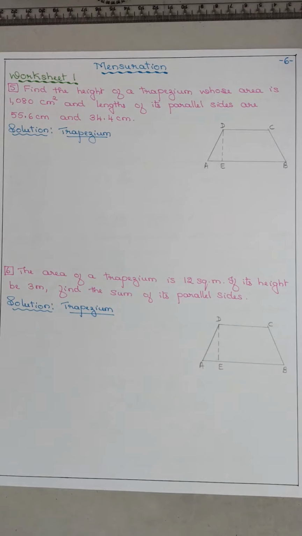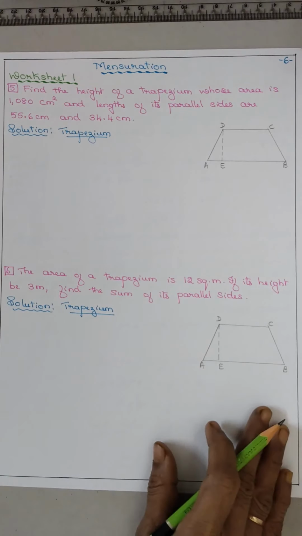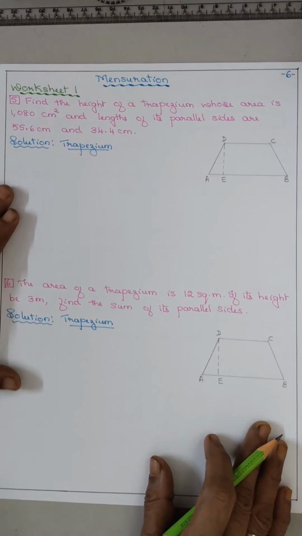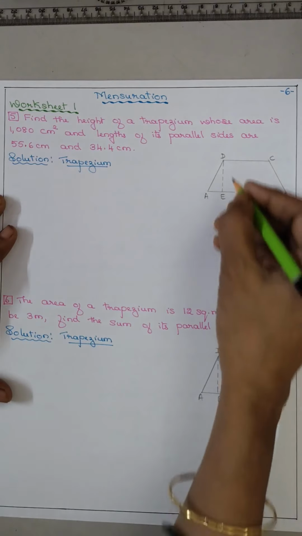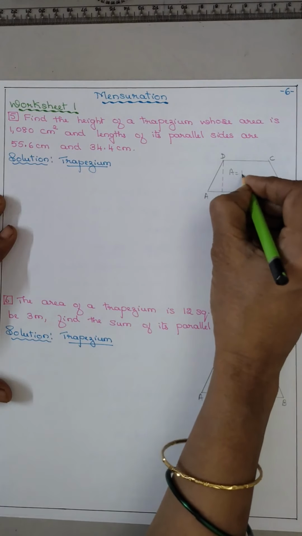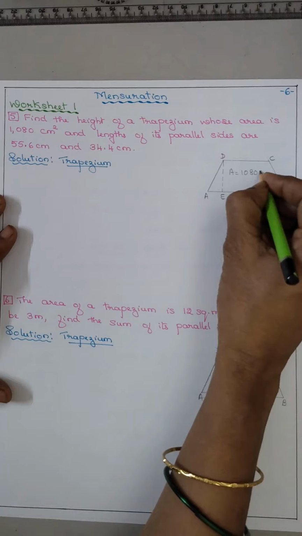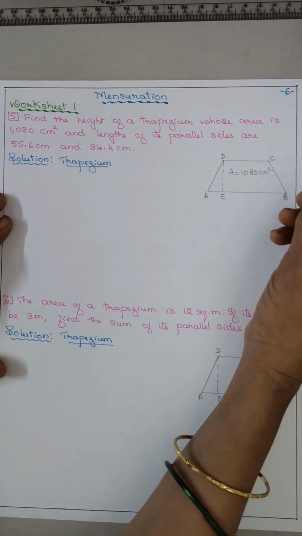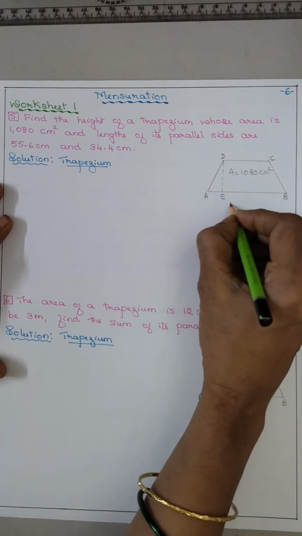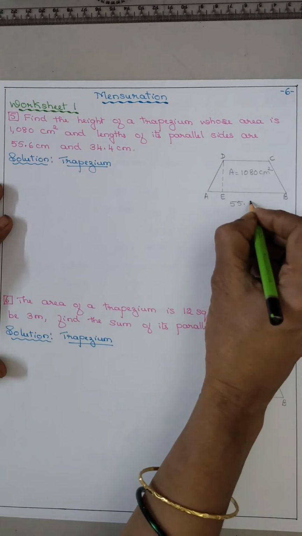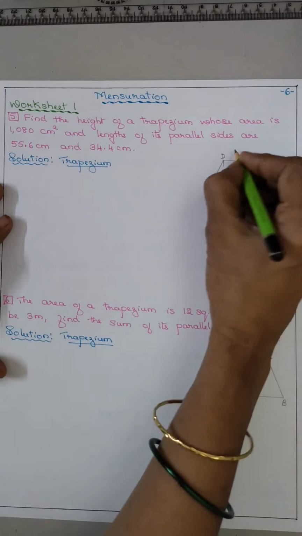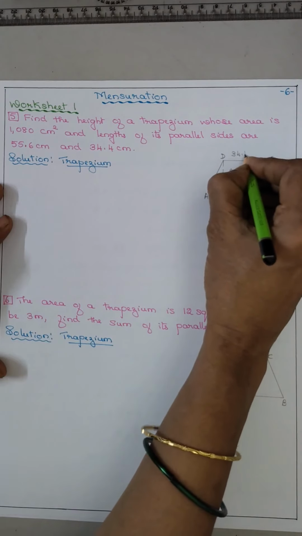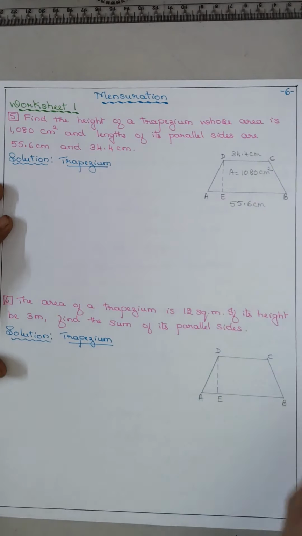We are discussing worksheet 1 of a mensuration lesson. Coming to the 5th sum, find the height of the trapezium whose area A is equal to 1080 centimeter square. The lengths of its parallel sides: the bigger one, take it as 55.6 centimeter, the smaller one, 34.4 centimeter.